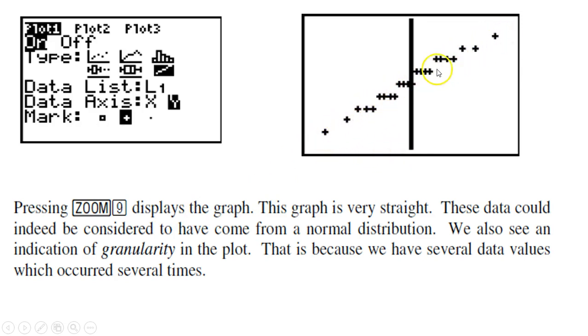It looks roughly symmetric because it's going in a nice straight line. These data could indeed be considered to have some type of normal distribution. We also see an indication of granularity in the plot, excuse me. That is because we have several data values that occur several times in the same overlapping area. But we'll be able to use the normal model with that.